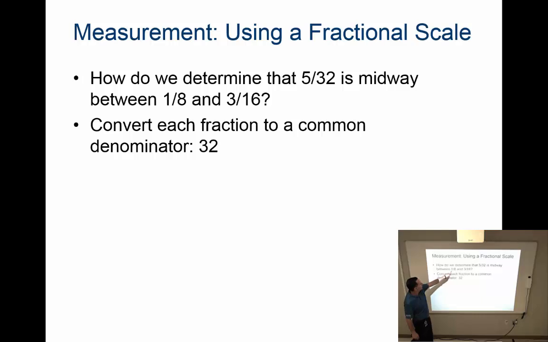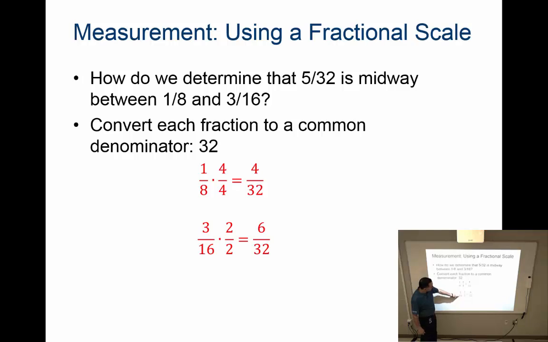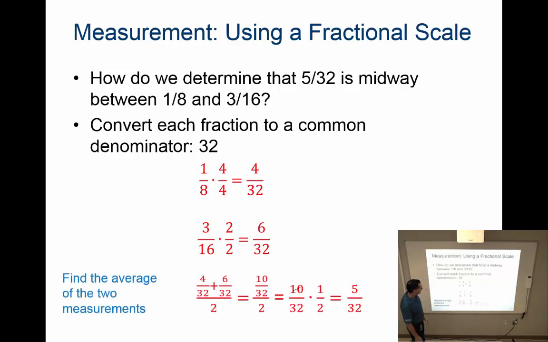So I want to convert the 1/8 and the 3/16 to a denominator of 32. If I take 1/8, I multiply by 4/4, which is the same as multiplying by 1, so I'm not affecting the number. I get 4/32. I do the same thing for 3/16, multiplying by 2/2 or 1. It's not affecting the number, it's just changing the denominator. I get 6/32. And then the average between the two, or the midpoint between the two, is easier to find. So 5/32 falls directly in the middle of those two numbers.